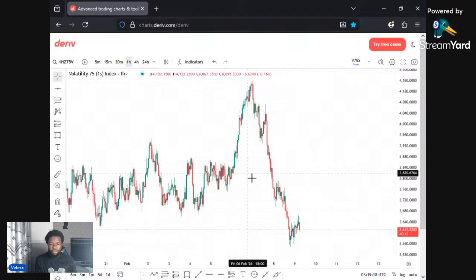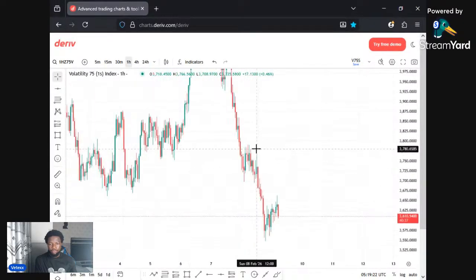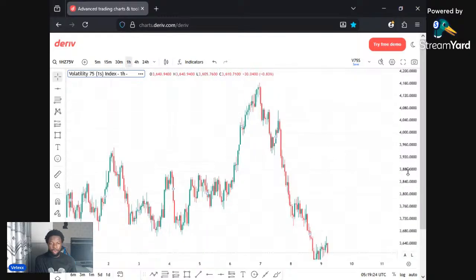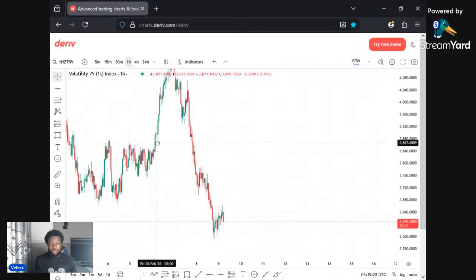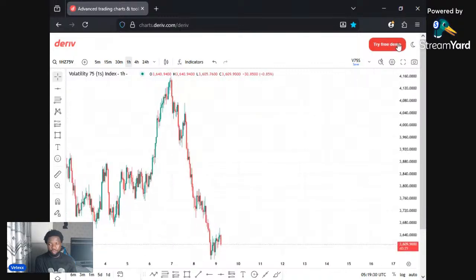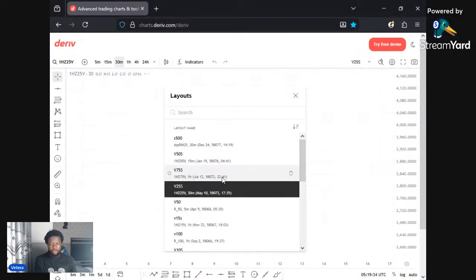At the 1-hour time frame, still yet we can't find the continuation on the 1 hour. So we don't go below 1 hour when doing top down analysis. So currently V75 1S, there is nothing on it at the moment. So next is V25 1S.